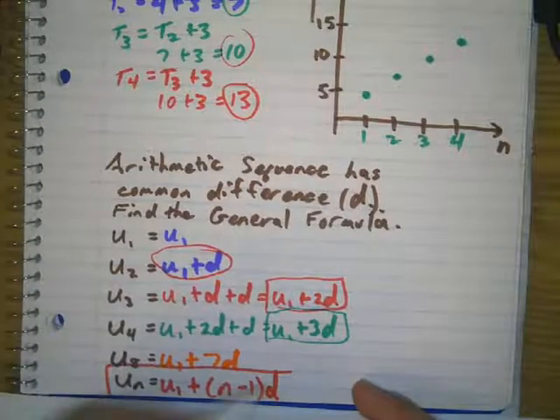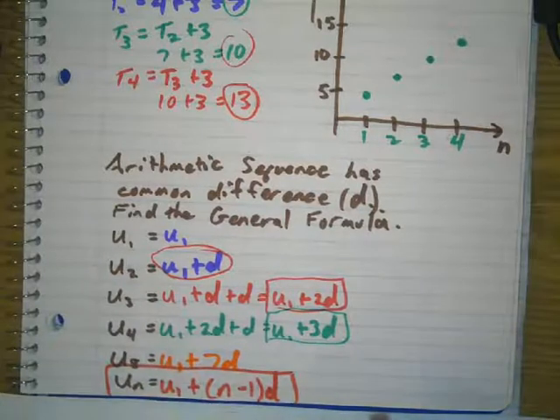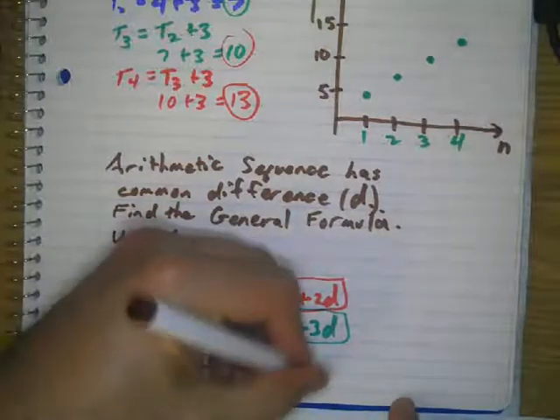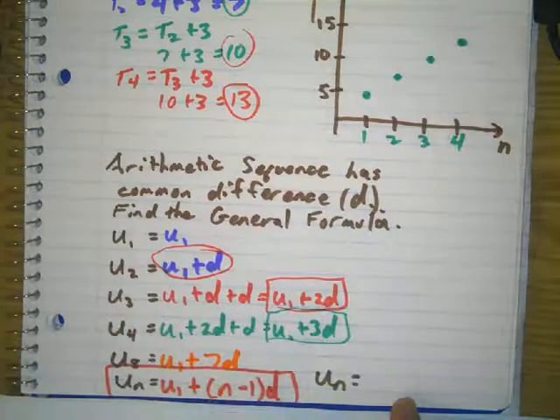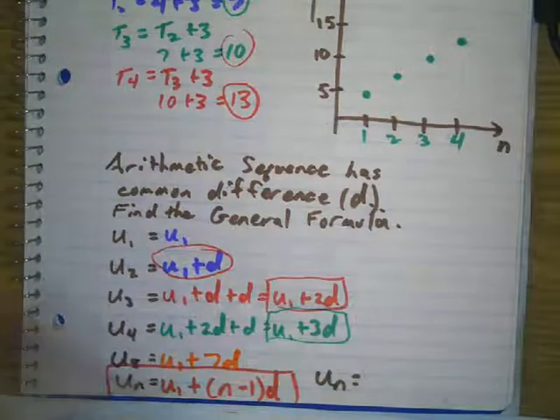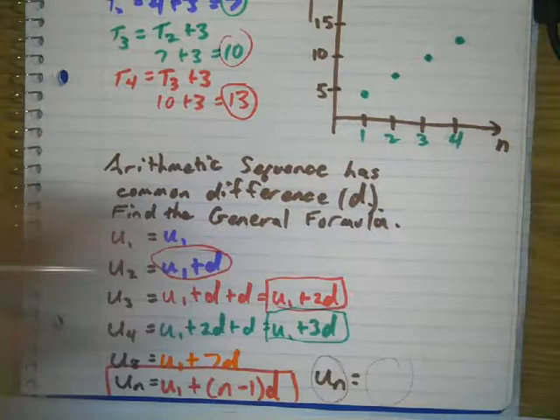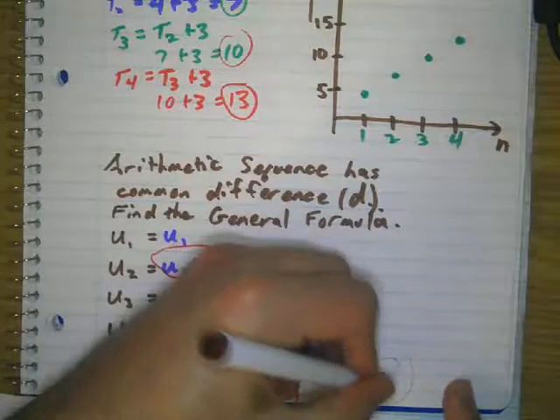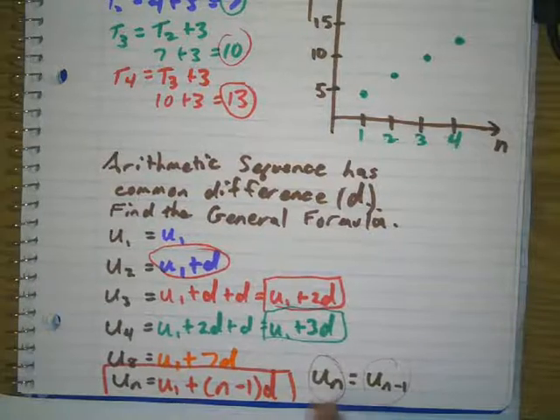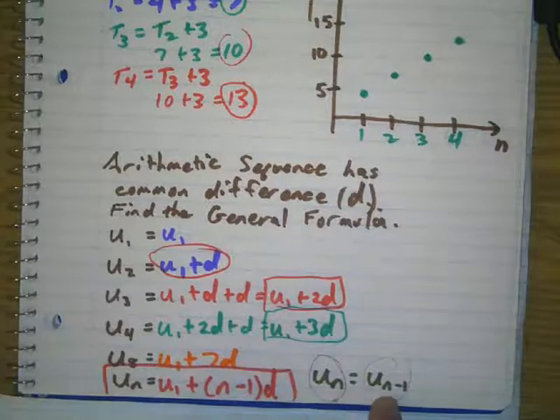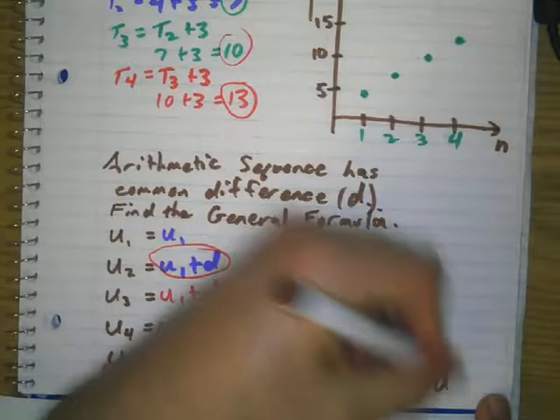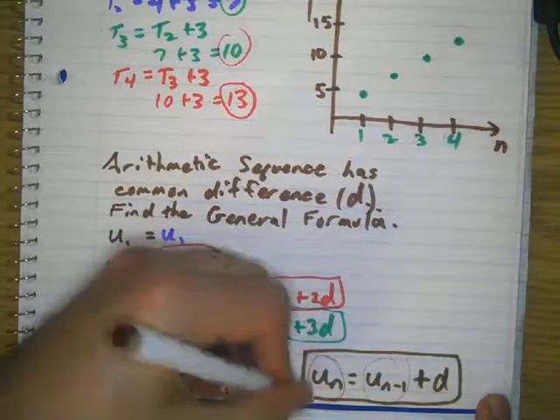Now, this is the way IB likes to use the equation. MathSpace likes to think of it this way. U sub n is equal to the previous term. So what is the previous value to n? It's n minus 1. If this is 4, this is going to be 3, right? And the previous term is going to be the previous term to this. And what are we always adding? We're always adding d. So this is the formula that MathSpace likes to use.